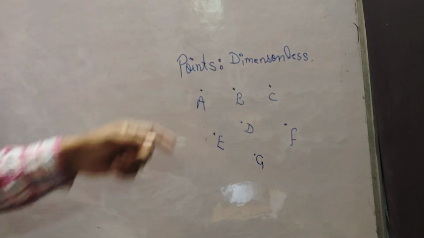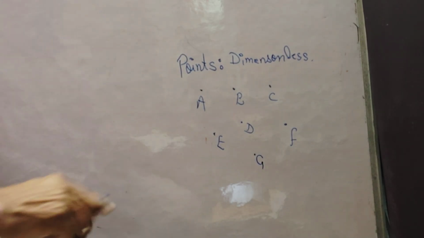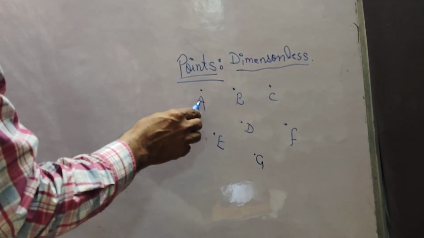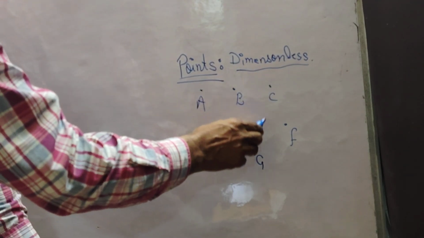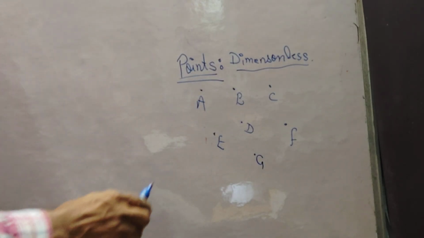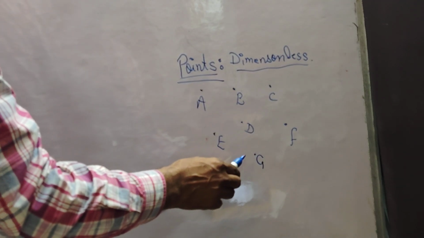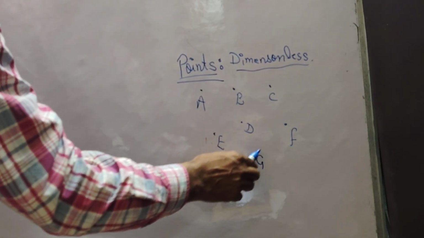So the first word is points. Points means very small in size. They are dimensionless. They are written by capital letters. So here are many points with names given: point A, point B, point C, point D, point E, point F, point G.